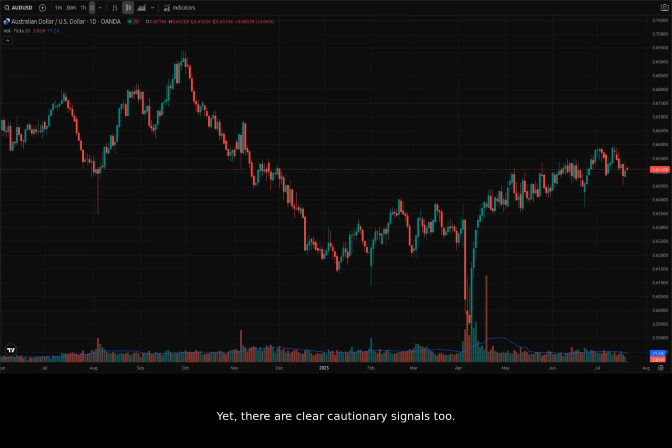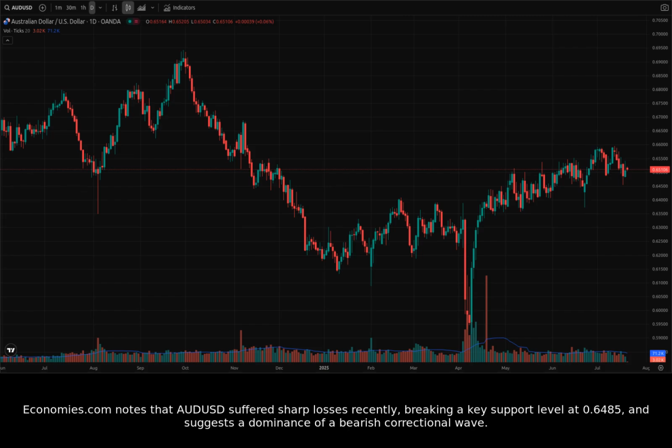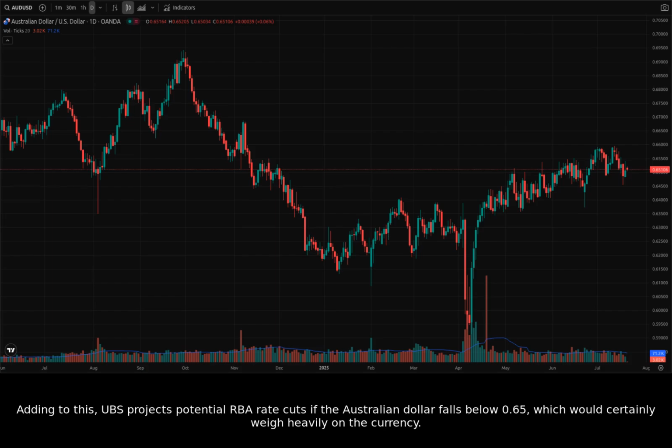Yet, there are clear cautionary signals too. Economies.com notes that AUDUSD suffered sharp losses recently, breaking a key support level at 0.6485 and suggests a dominance of a bearish correctional wave. Adding to this, UBS projects potential RBA rate cuts if the Australian dollar falls below 0.65, which would certainly weigh heavily on the currency.